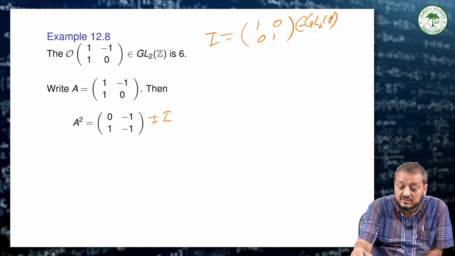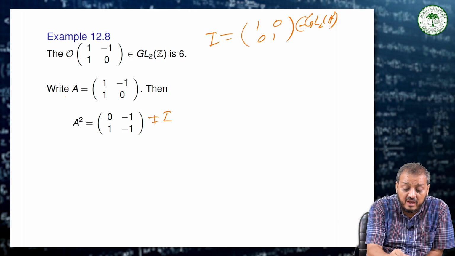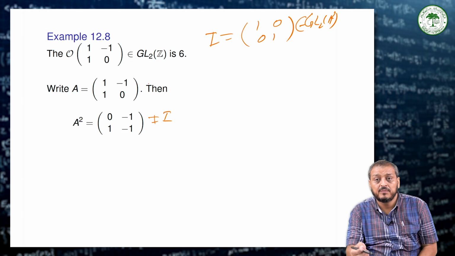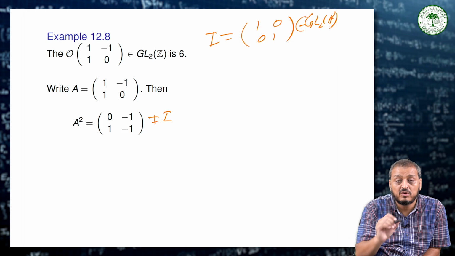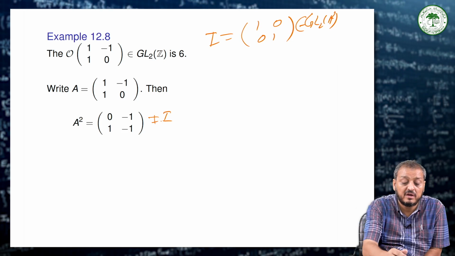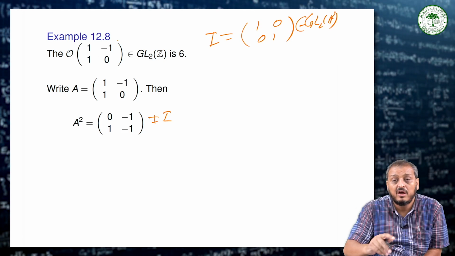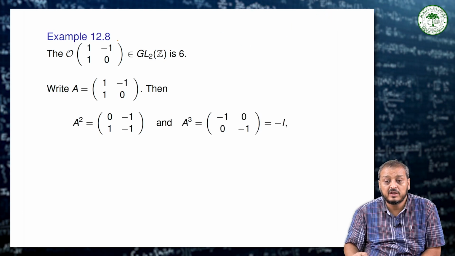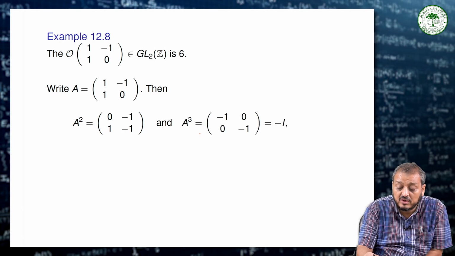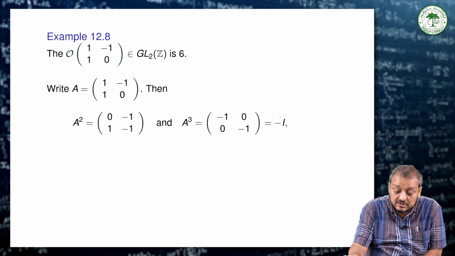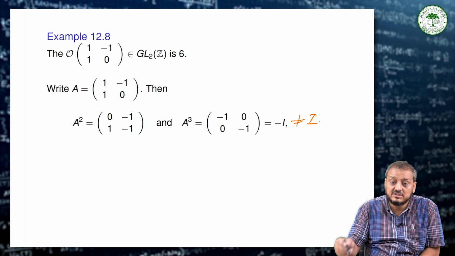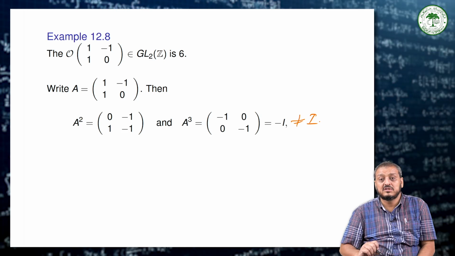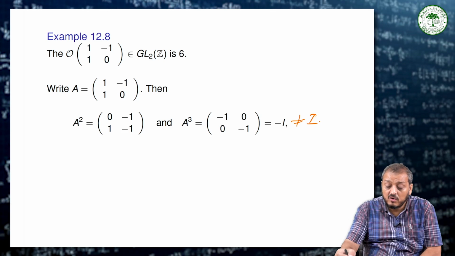GL2(R). So if A is of this form, we take A squared of this form, and clearly this is not the identity element, so the order of this matrix A is not 2. Then we take A cubed, which is equal to minus I, and clearly not equal to the identity matrix. So in this case also, A to the power 3 is not the identity.